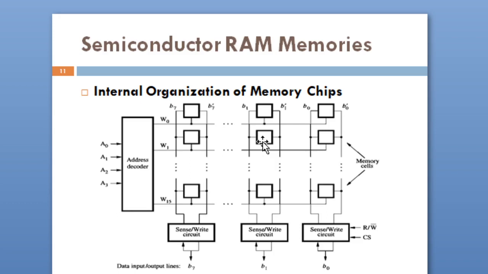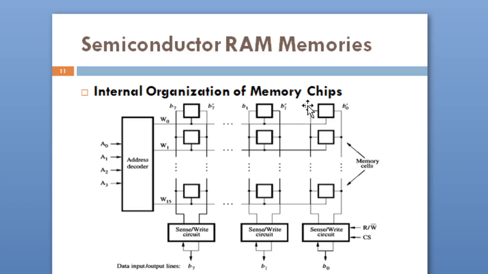The cells in each column are connected to the sense/write circuit by 2 bit lines. So here we have 2 bit lines, B0 and B0 dash, or complement. So that means these are the 2 bit lines.